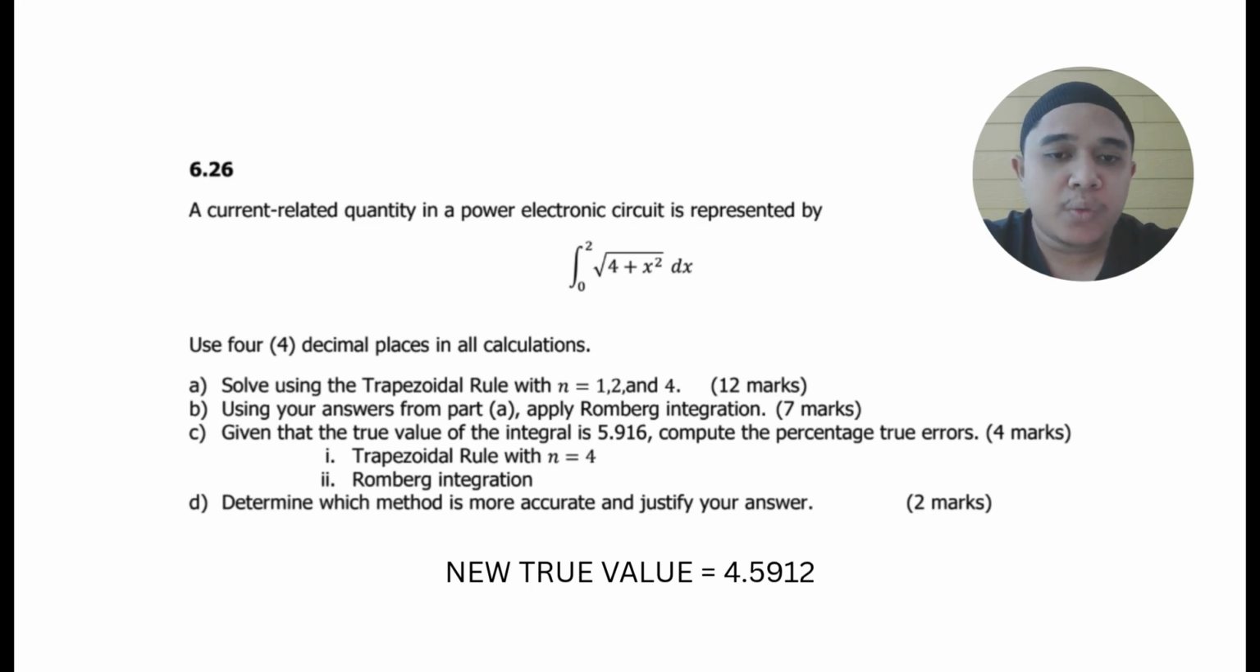Using the answer from part A, we need to apply Romberg integration. After that, we need to compute the percentage error for both methods, where the true value is 4.5912. Then we need to determine which method is more accurate and justify our answer. So we continue to the manual calculation for the trapezoidal rule implementation, as you see in my image behind me.